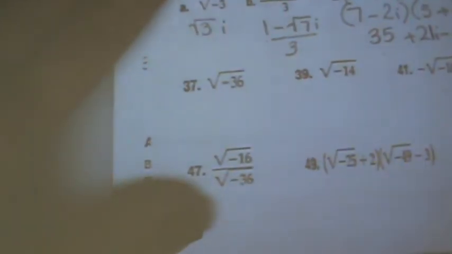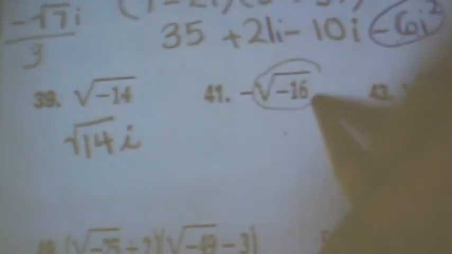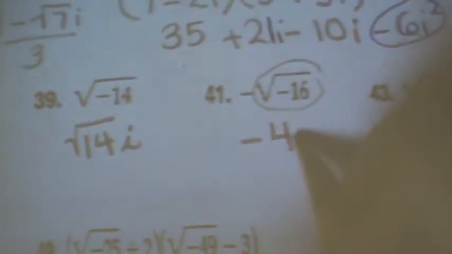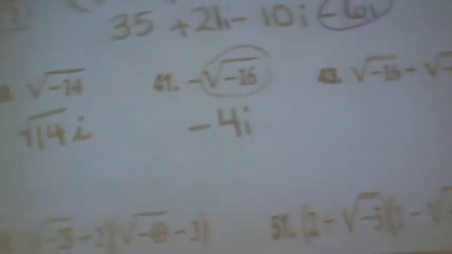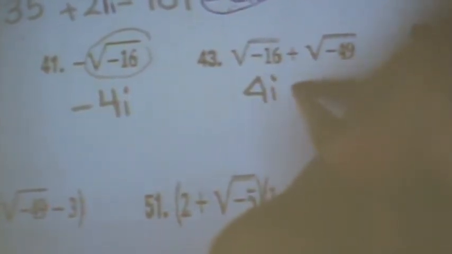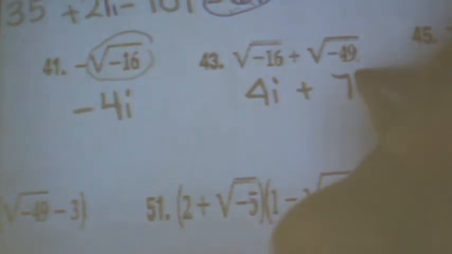Moving along, number 37. How do you rewrite these without the negative radical using i? Well, the square root of negative 36 is 6i. This, you just take out a negative 1, so it's root 14i. This piece is 4i, so it's negative 4i. This one is written as 4i plus 7i, which is 11i.